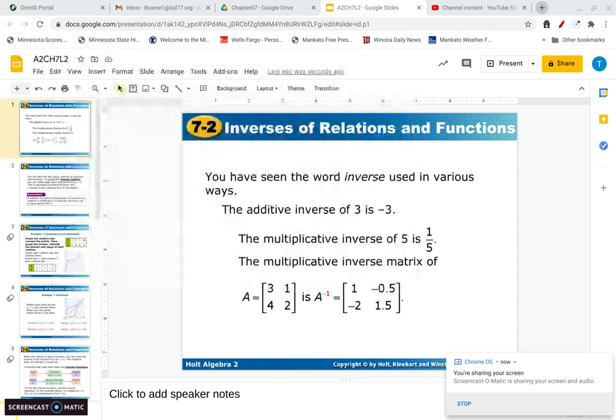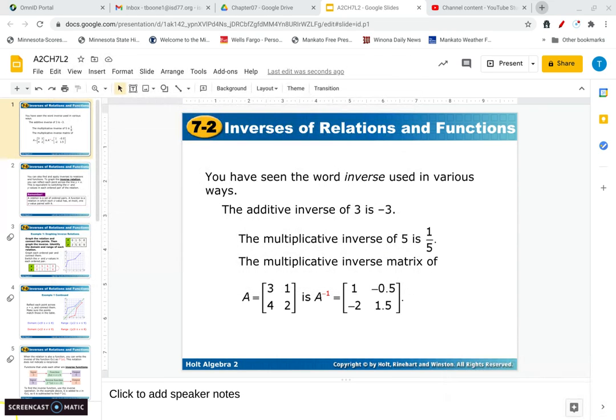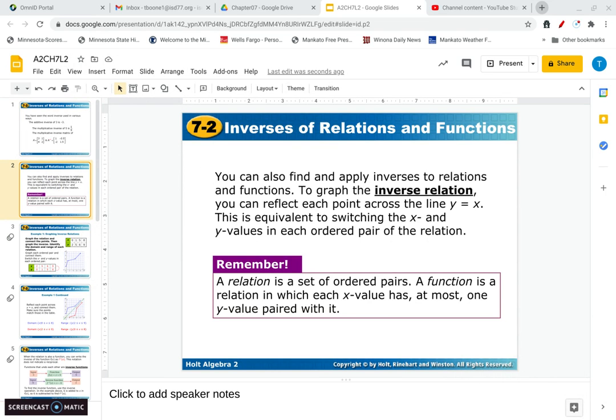All right, we're here in section 7.2, and we're going to be talking about the inverses of our relations and functions. And we've talked about inverses before. Earlier in the year, we talked about that the additive inverse of 3 is -3, the multiplicative inverse of 5 is 1/5. And we even found inverses of matrices. Now, remember, not all matrices do have inverses, but for those that do, we can certainly use our calculator to find that out.